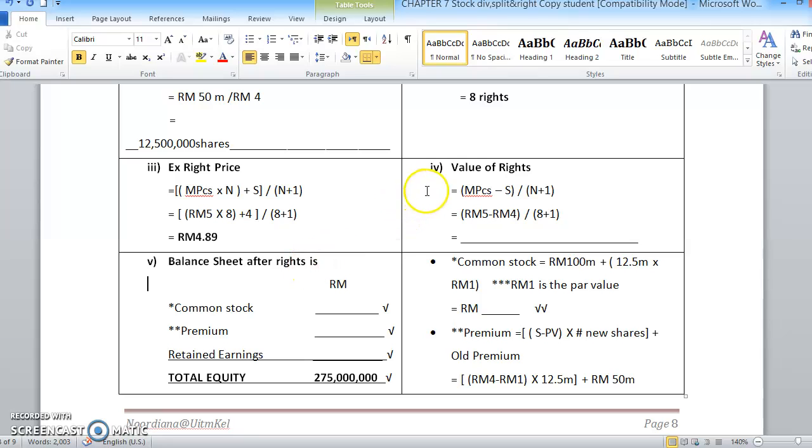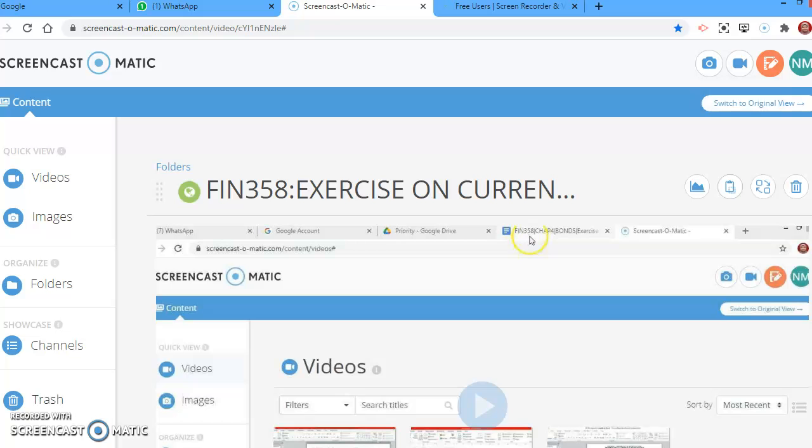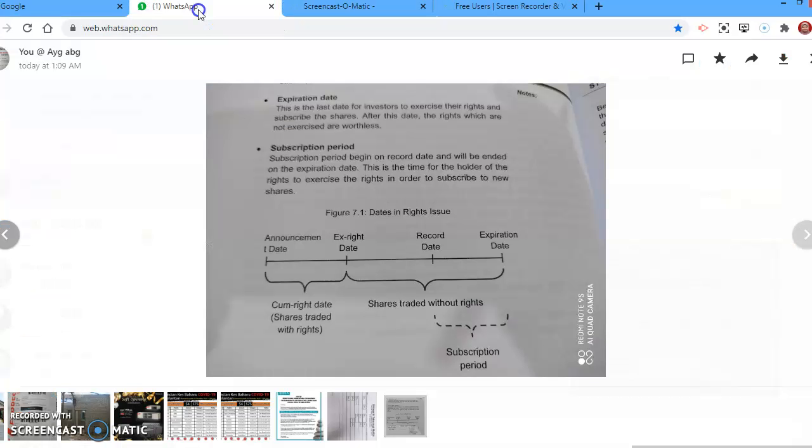So hi, we are going to continue our value of rights. For question number 4, it's stated that you have to calculate the value of the rights or rights on. So this is the come right price, whereby the come right price is when the start of the announcement date until the expiry date.